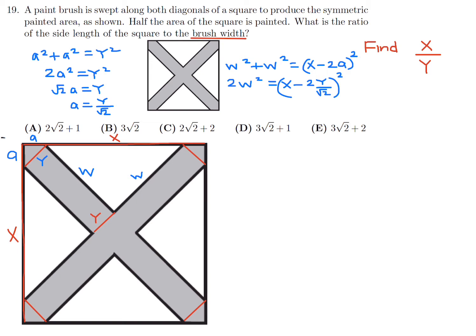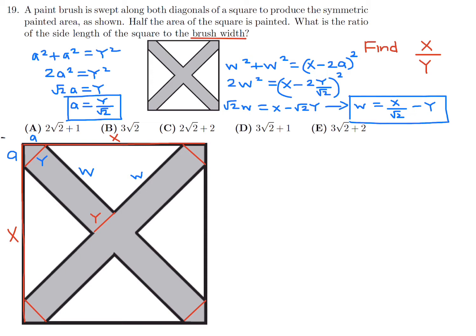And if I take the square root of everything, it'll be root 2 W is equal to X minus 2 divided by root 2, which is just root 2, like that. And then this can be further simplified. W is equal to X over root 2 minus Y. All right, so there's my first one, and there's my second one. And eventually, hopefully, we will be able to figure out that. Okay, so far so good.